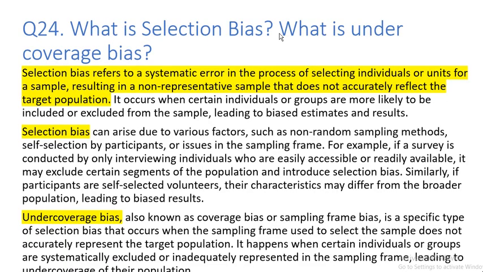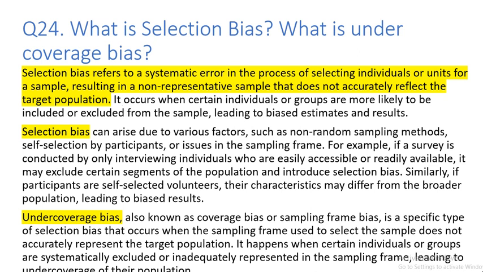What is selection bias? What is under-coverage bias? Selection bias refers to systematic error in the process of selecting individuals or units for a sample, resulting in a non-representative sample that does not accurately reflect the target population.